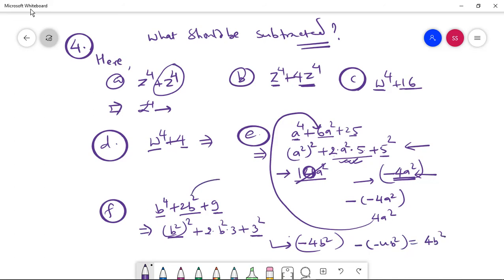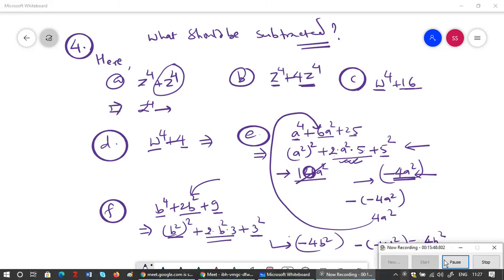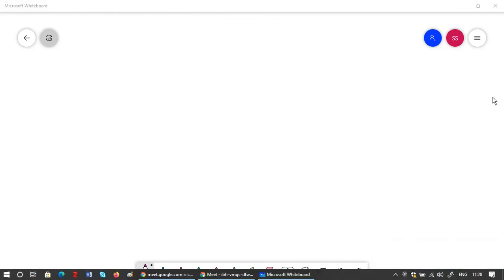Now we have to go through question number 5. It is a very interesting and important question, a higher ability question. Let me highlight question number 5a. The first one is 4a square minus 20a plus 24 plus 6y minus 9y square.